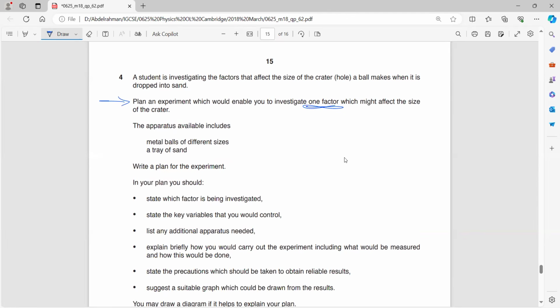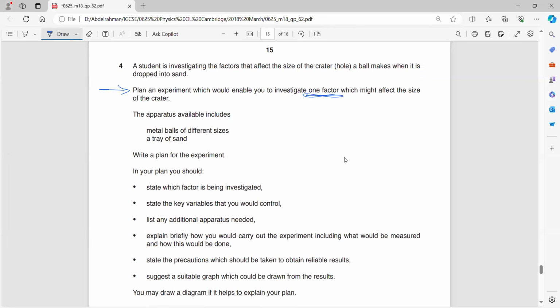It is up to you to choose any factor that may affect the size of the crater. You have many factors that could affect the size of the crater. Again, you have some sand on the beach, for example. But this experiment is conducted inside the lab, not on the beach. You have a box of sand, and you have a ball, and you need to drop the ball and measure the diameter of the crater, the diameter of the hole created in the sand.